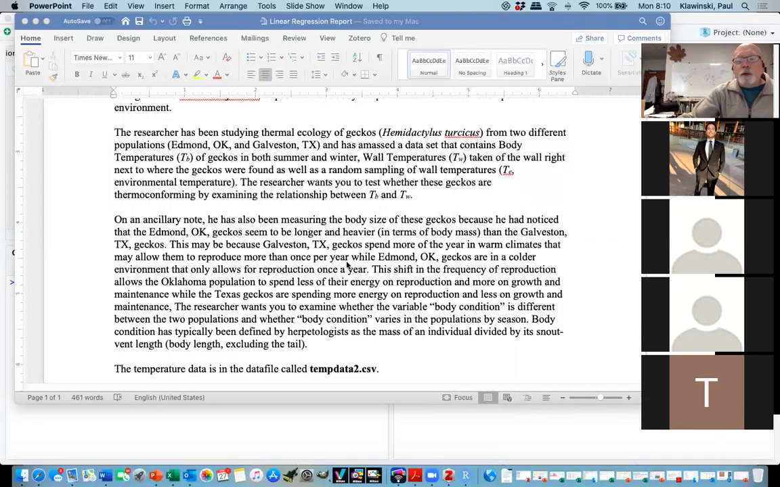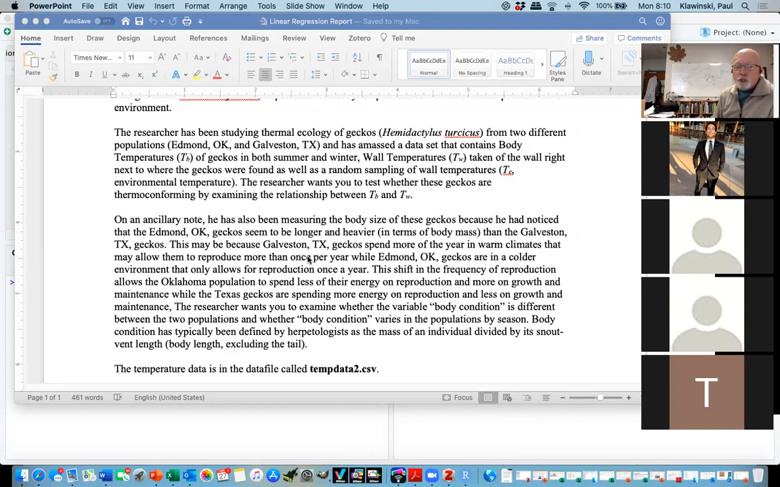And so what this guy wants to know is whether body mass differs between the two populations. In terms of our Oklahoma City geckos, are Edmond, Oklahoma geckos heavier per unit length than Galveston ones are?